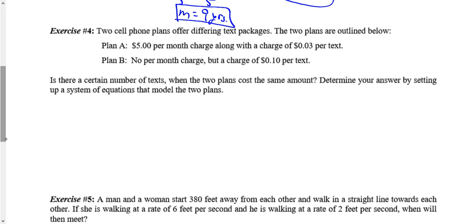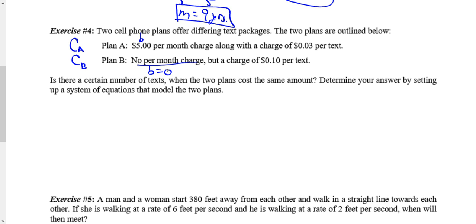Anyway, so the first plan is $5 per month, and then 3 cents per text. Does that sound like a starting point and a rate of change? $5, like a B and an M? So I'm going to call Plan A, the cost of Plan A, C sub A. In Plan B, we'll call it C sub B for our equation, right? So there's no monthly charge. What would be the B for that? 0, right? So this 5 would be the B. Down here, B is 0. And what's the M, the rate of change, there? 0.03. For the second one? 0.10.